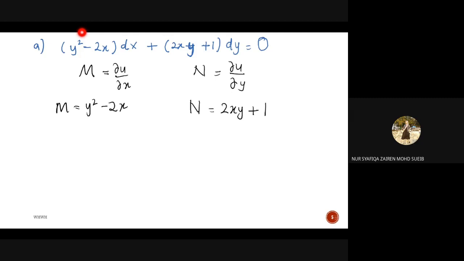Alright, so the next step to do the test of exactness is, you need to take the partial derivative of del M over del X or del Y, class?